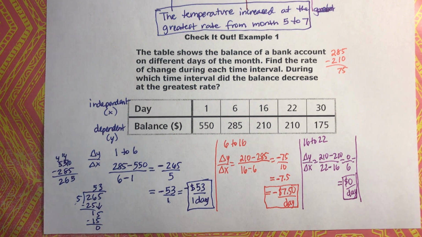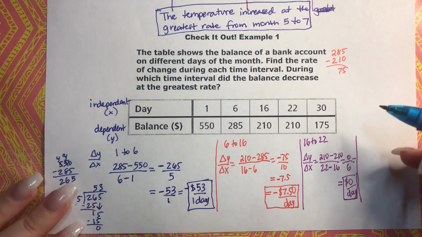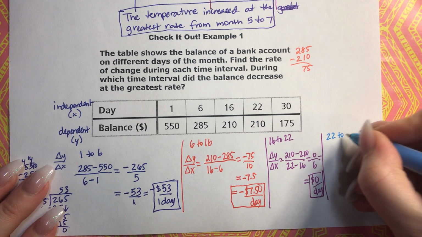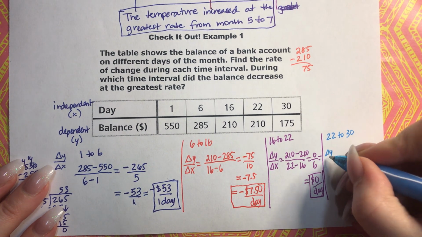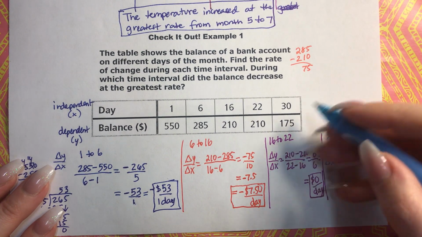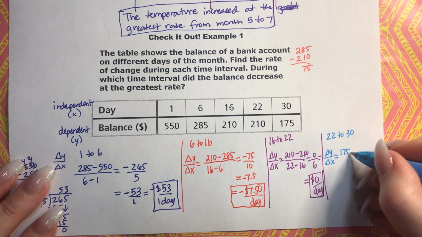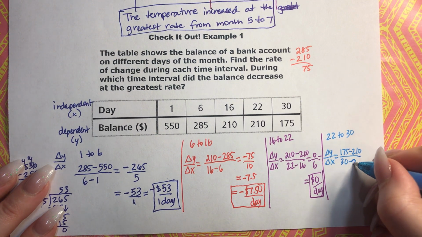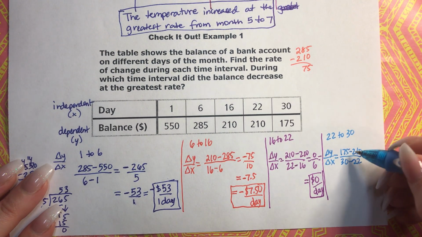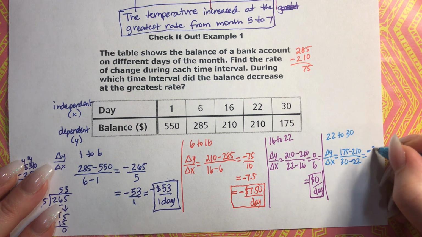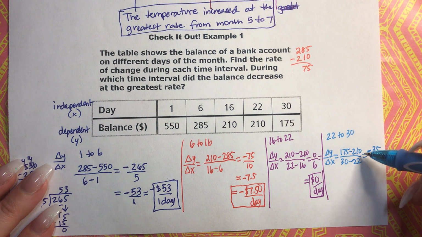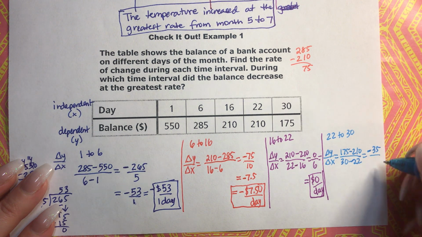And then lastly, we need to find from 22 to 30. The change in y over the change in x would be 175 minus 210 all over 30 minus 22. What's that going to be? 25, 35. So negative 35 over 8. Okay, nothing goes in evenly there.